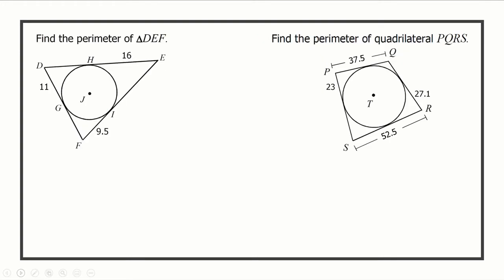So here's an example. It says find the perimeter of triangle DEF. Well, we're going to go through and mark the diagram exactly how I know it. If that's 16, that means this is also 16, right? Because of what we just discovered. And if that's 9.5, that means this is also 9.5. And lastly, up here, if this is 11, that means this should also be 11. And so to find the perimeter of any shape, all we have to do is simply add up all the sides. And so in this case, the perimeter of triangle DEF is going to equal 73 degrees.